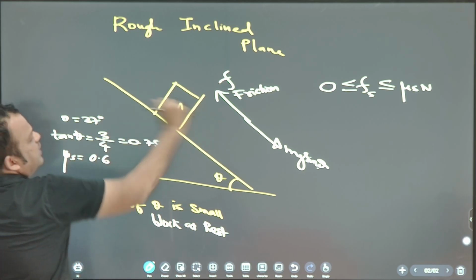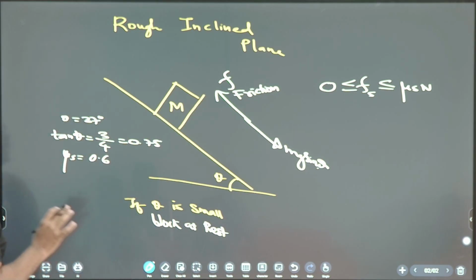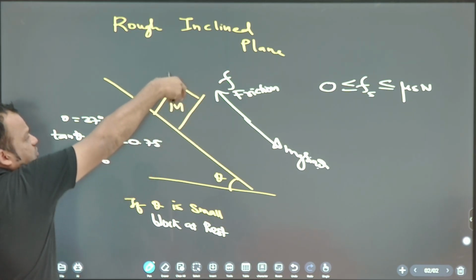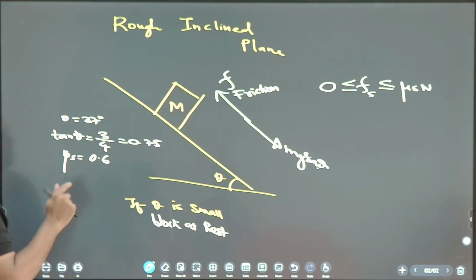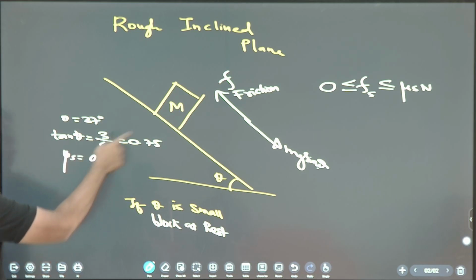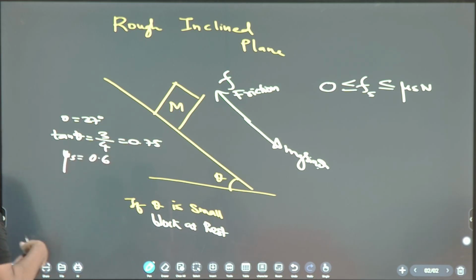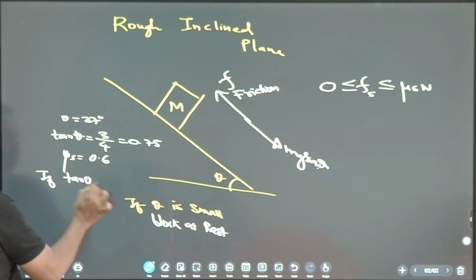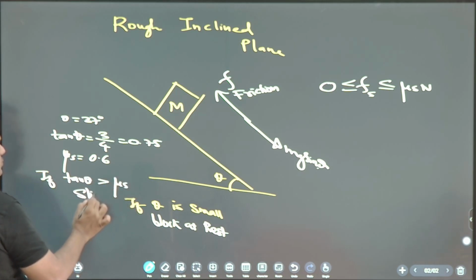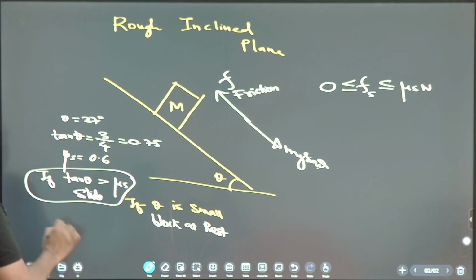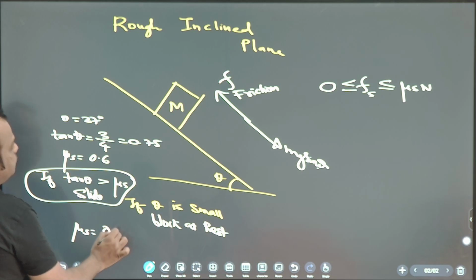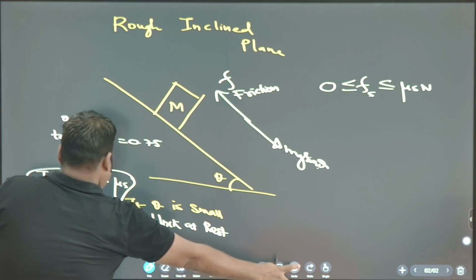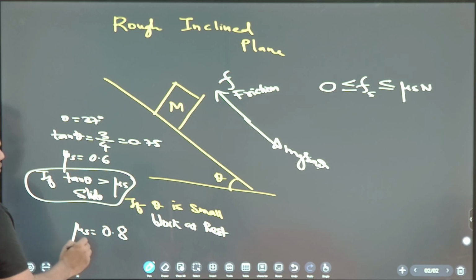So will this block slide or not? What is the condition that the block will slide if you put it here? Correct. So right now it will slide, yes. Because tan theta is more. If tan theta is more than mu s, it will slide. Correct. Suppose I give mu s equal to 0.8.